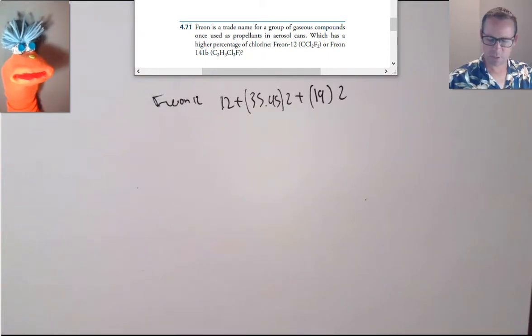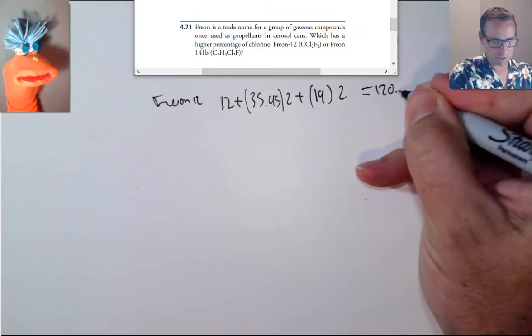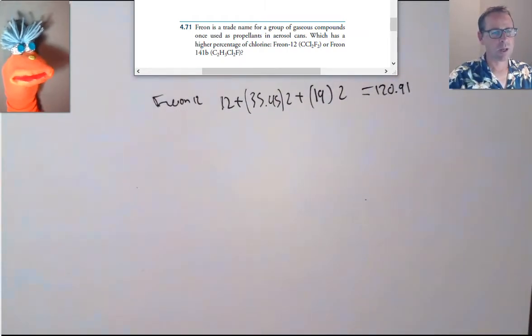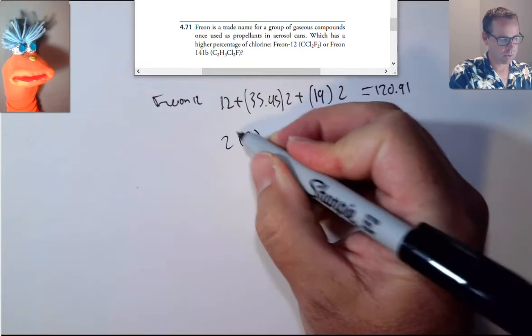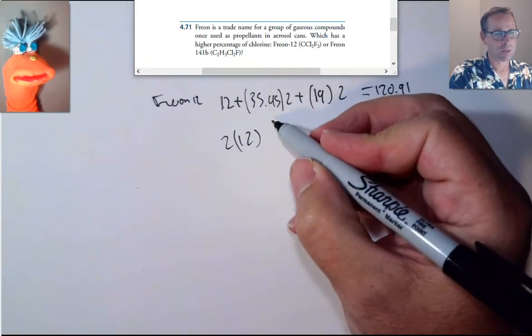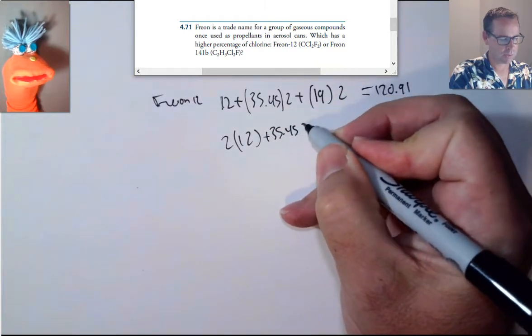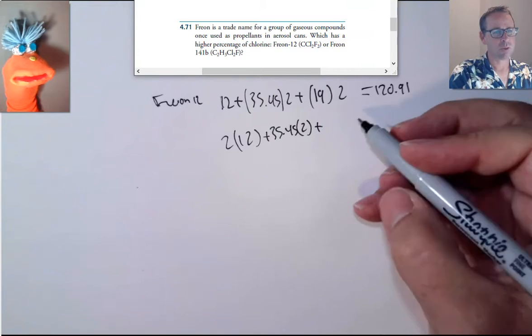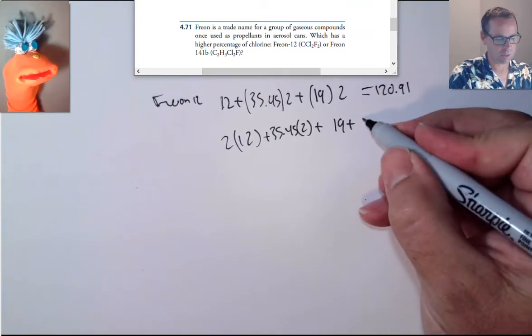Let's see if the calculator got it for us. The molar mass of dichlorodifluoromethane is 120.91 grams per mole. Okay, 120.91. Now, Freon 141B, we've got 2 of these 12s. The contribution by the chlorine again is 35.45 times 2. The contribution of the fluorine is only 19 this time, and then this time there are 3 hydrogens.